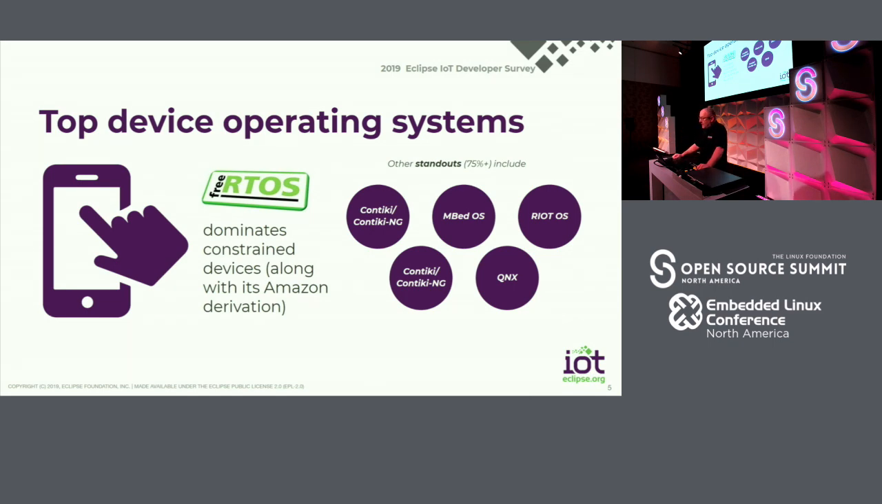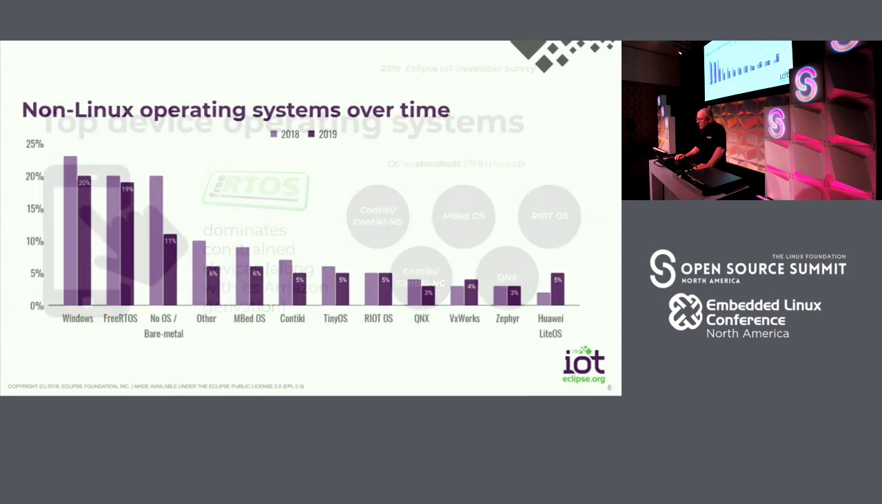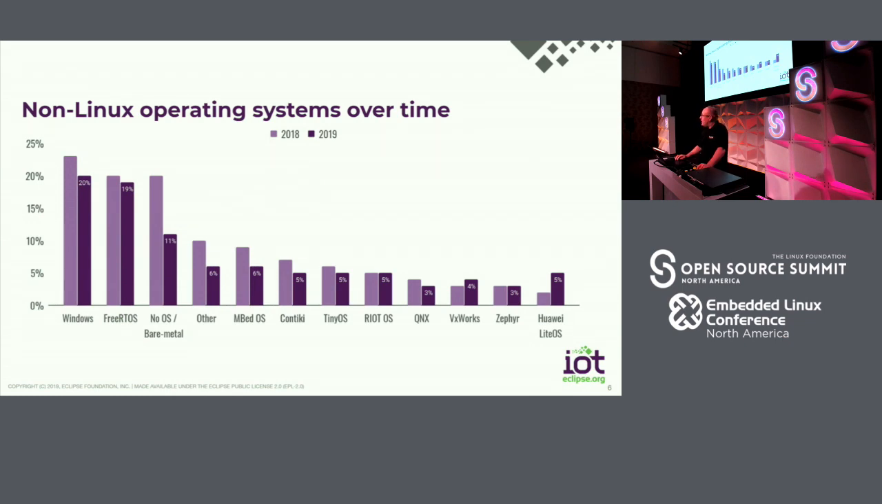But FreeRTOS, Mbed OS, RIOT OS, Contiki, several operating systems were mentioned more than once, and you see them on the slide. But looking at the trends in non-Linux operating systems in IoT in our survey, you see a few interesting facts. First, most established players have seen a decline, and many of them are proprietary. And so you see some momentum for open source solutions in the space. And the other is the great decline in no OS or bare metal.